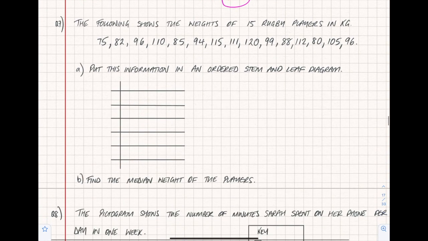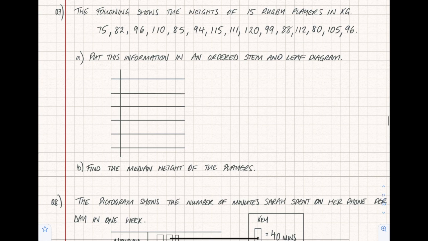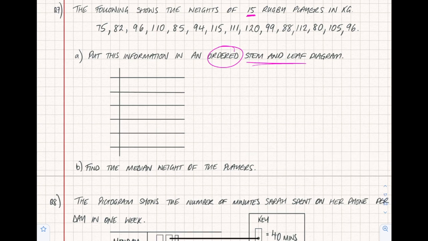Okay, moving on, question 7 now. We're looking at a stem and leaf diagram. Okay, key thing here as well, it says it's got to be an ordered stem and leaf diagram. So the following shows the weights of 15 rugby players in kilograms. Key thing here as well, we've got 15 pieces of data. So we need to make sure I've got 15 pieces of data in the stem and leaf diagram as well. Okay, so to do this, the first thing I would then do is I would draw a rough version of my stem and leaf diagram here.